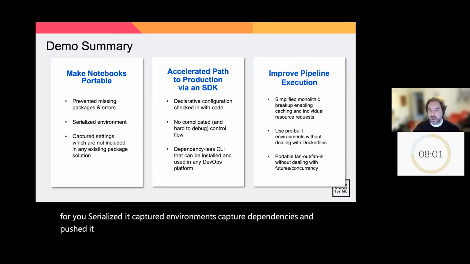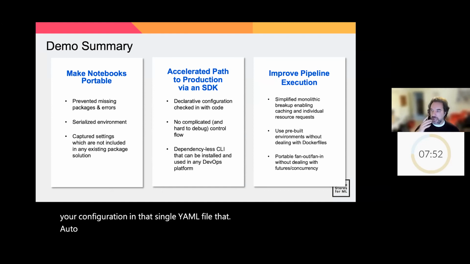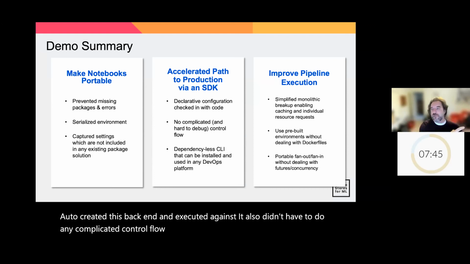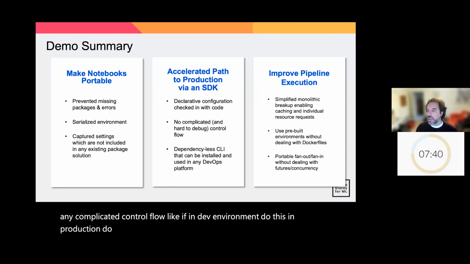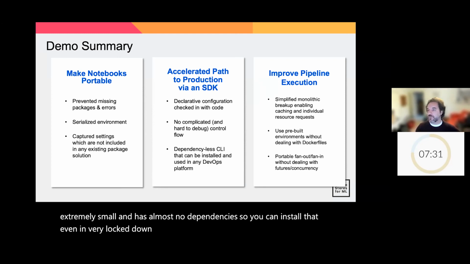We also accelerated the path to production. So you had all your configuration in that single YAML file that auto created this backend and executed against it. You also didn't have to do any complicated control flow like, oh, if in dev environment do this, if in production do this. All that's built in. And we have that CLI, which is extremely small and has almost no dependencies. So you can install that even in very locked down environments. It doesn't matter what version of Python or other you have installed, we'll take care of that for you.